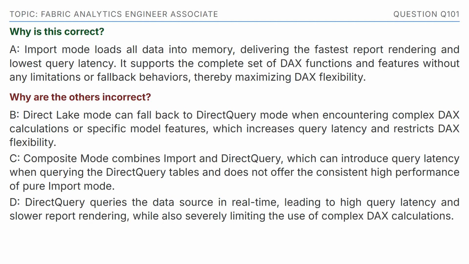Why are the others incorrect? B. Direct Lake mode can fall back to Direct Query mode when encountering complex DAX calculations or specific model features, which increases query latency and restricts DAX flexibility. C. Composite mode combines Import and Direct Query, which can introduce query latency when querying the Direct Query tables and does not offer the consistent high performance of pure Import mode. D. Direct Query queries the data source in real time, leading to high query latency and slower report rendering, while also severely limiting the use of complex DAX calculations.